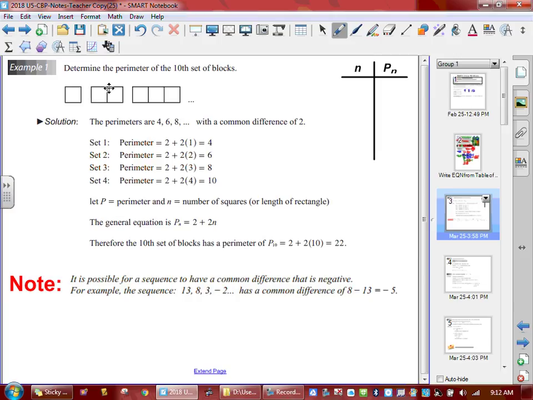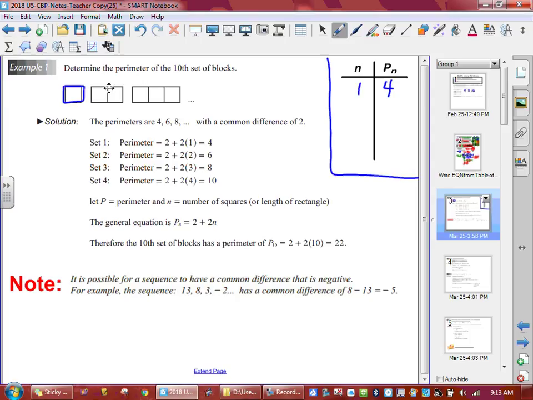So if we take a look at this one, my first one has a perimeter of 4. Okay? So we need to make a table of values. You don't have a table written on yours, so you need to create this table of values in your corner somewhere, in the middle of your page, on page 119. So for block 1, we have a perimeter of 4.